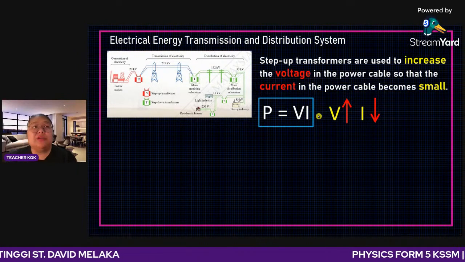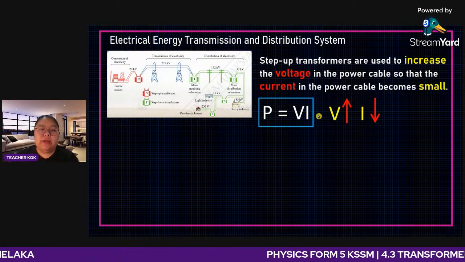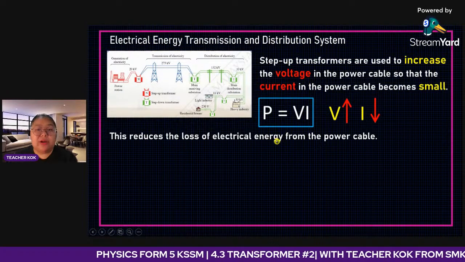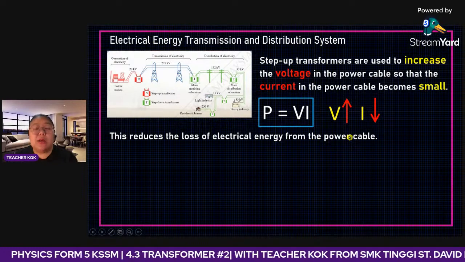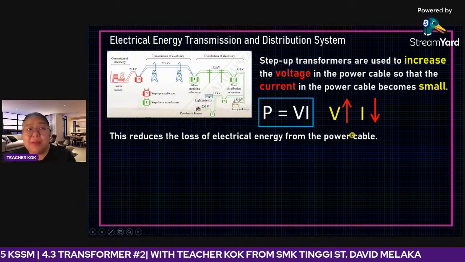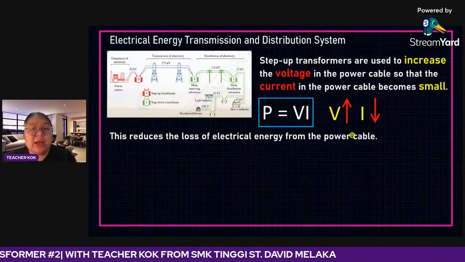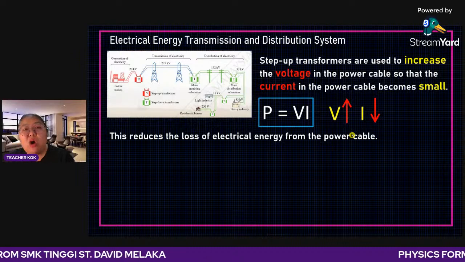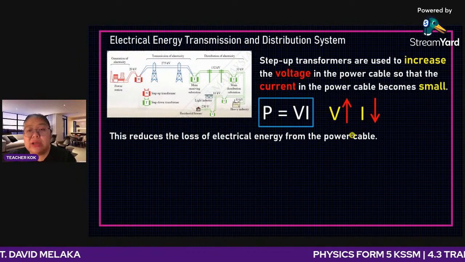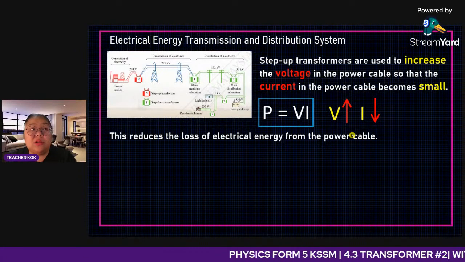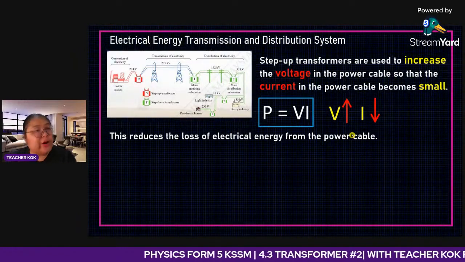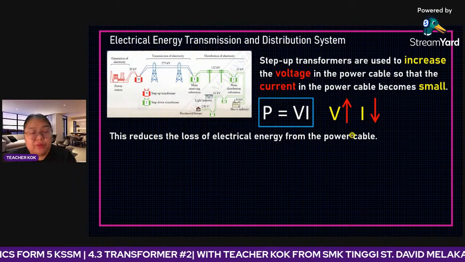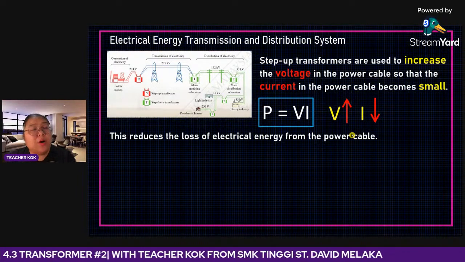When they send through the transmission cable, the reason is like this. This reduces the loss of electrical energy from the power cable. Because the cable is very, very long until it reaches the receiving end. Long cable means the length is longer, so the resistance must be very, very high. When the resistance becomes very high, energy will be lost. The power is also lost.